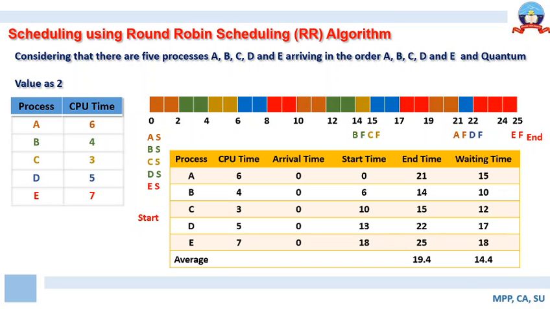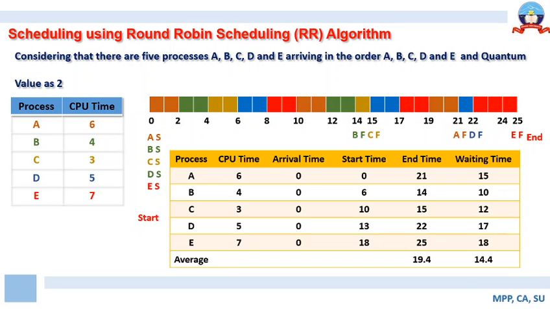After E completes its execution, the process repeats. Again A is allotted the CPU, so A continues from 10 to 12. From 12 to 14 B continues, and at 14 B is completed.